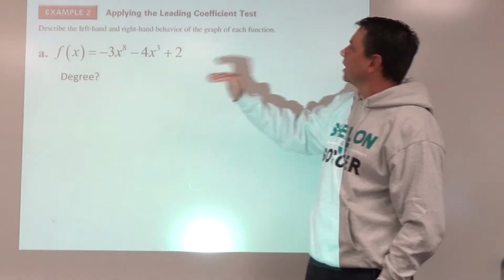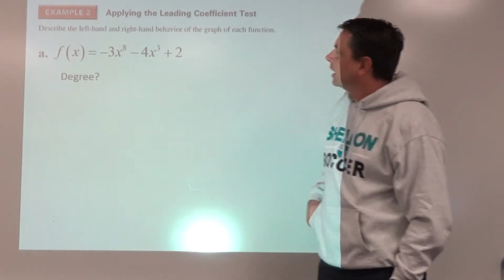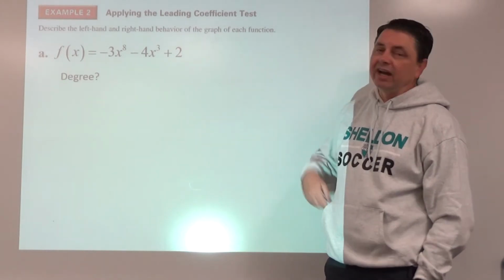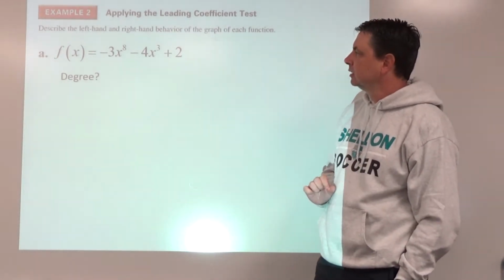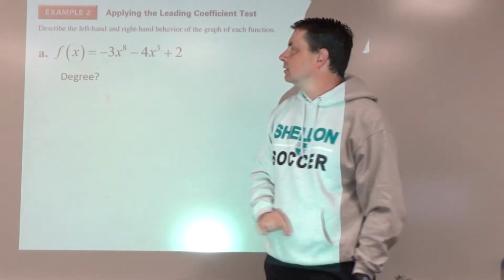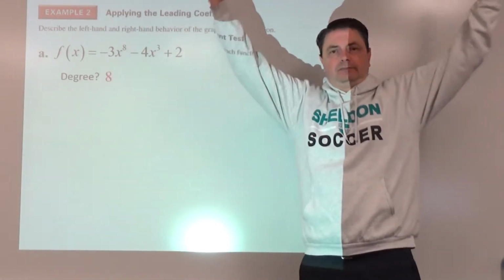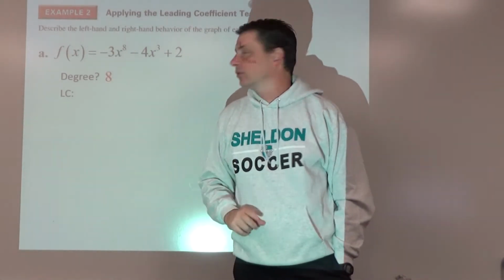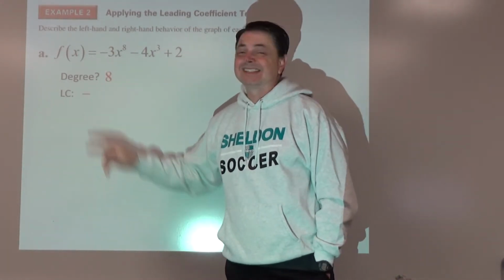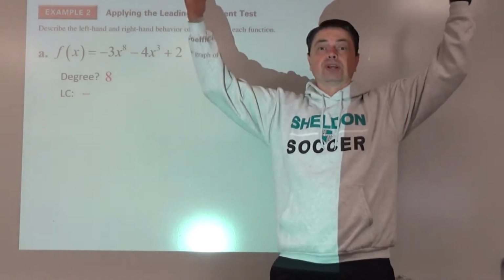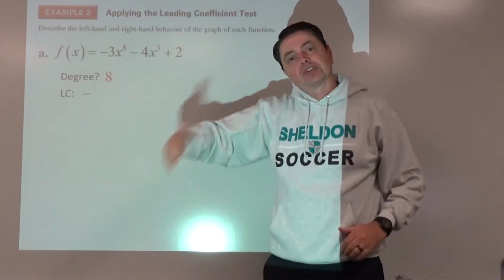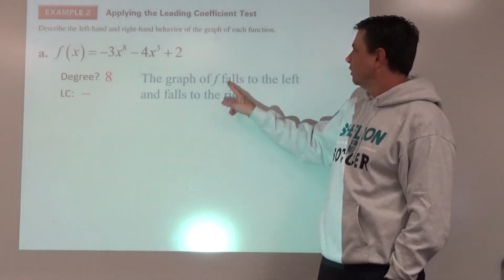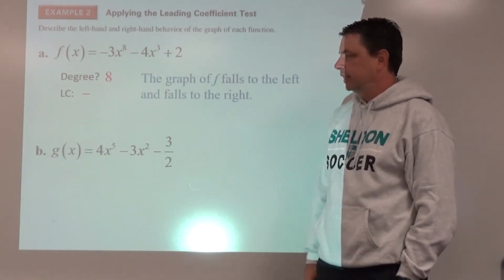So we're going to describe the left and right hand behavior, the end behavior of the graph. And we start with the degree. The degree is 8. So it's even. And then we're going to look at our leading coefficient, which is negative 3. The most important thing there is that it's negative. So that's going to reflect. So we're going to start low and end low. It's going to fall to the left and fall to the right.